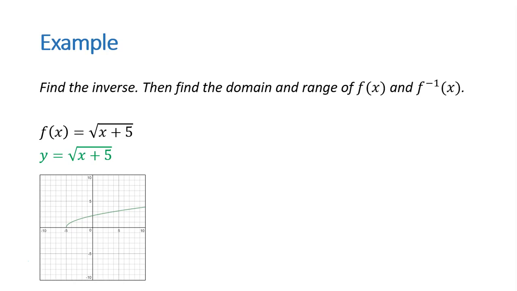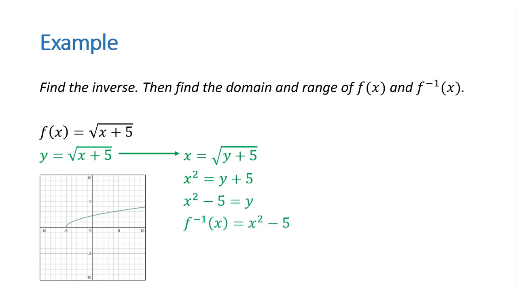So we invert our x and y. So we have x is equal to the square root of y plus 5. We need to get the y by itself, so we need to square both sides to get rid of the square root. So we have x squared is equal to y plus 5. Now we subtract our 5 and move it over. So we have x squared minus 5 is equal to y. So that's our inverse, right? For all intents and purposes, algebraically speaking, that's our inverse. So we rewrite it as f inverse of x is equal to x squared minus 5.